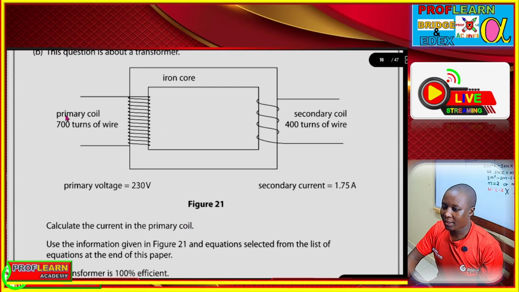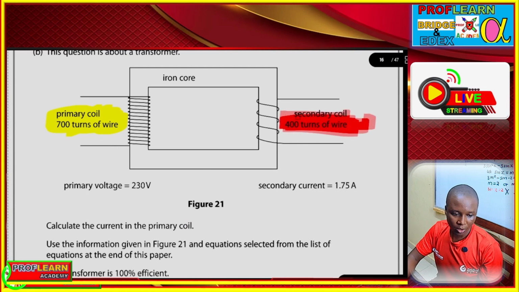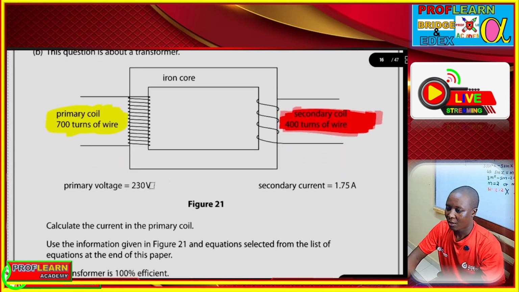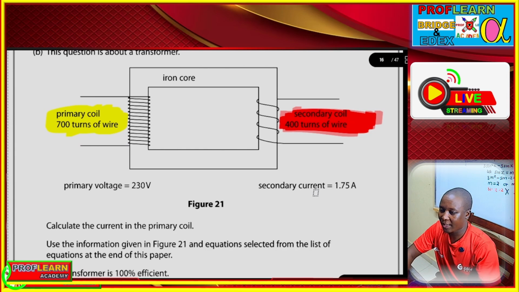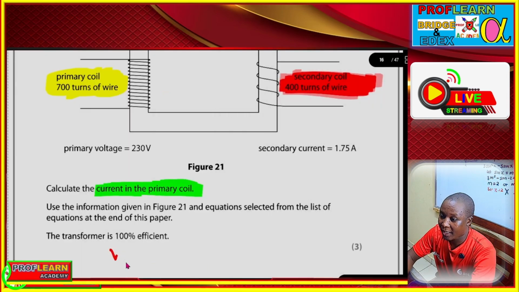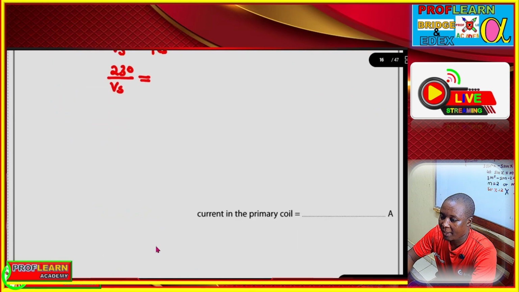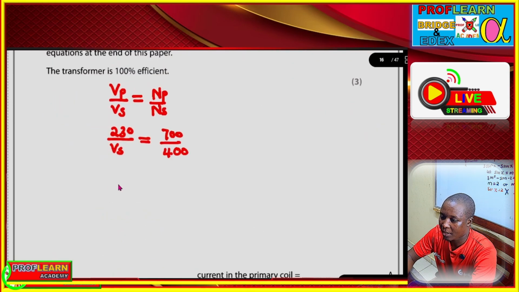Calculating the current in the primary coil, just identify what you are provided. We have worked out these questions, so I'm not going to focus much on that, because I've already tried to explain how a transformer works. The formula is provided in the formula sheet. So identify and apply that so that you can get all your marks.